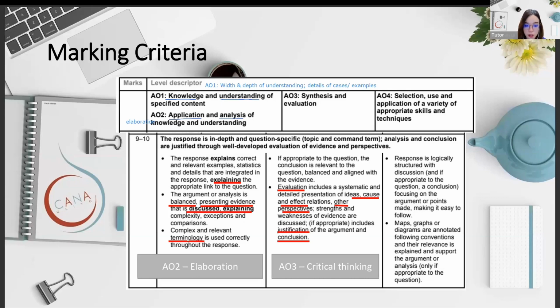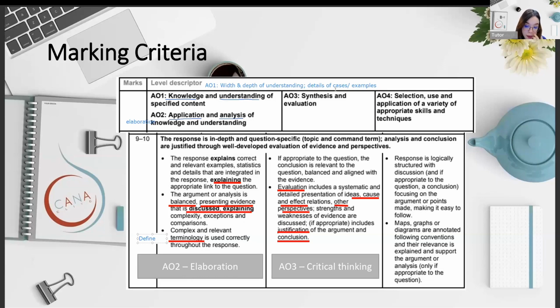Of course, you need to define those terminology. You can't just put them and then assume that readers know everything. So please don't assume the readers know everything. Always remind yourself that you need to elaborate and explain the relevance, so that your AO1 and AO2 in that column would be well performed.